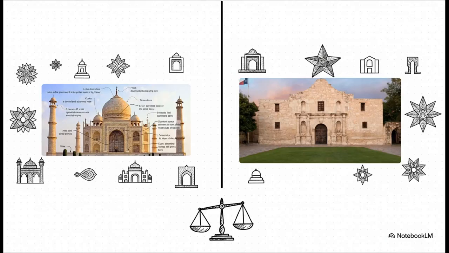Just look at the Taj Mahal or the Alamo. They're such powerful examples. If you drew a line right down the center of either one, the left side is a perfect mirror of the right, and that is 100% not an accident. That symmetry is deliberately used to create this incredible feeling of perfect balance and permanence.